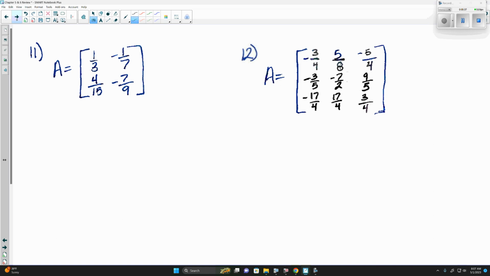And especially on the test, if you are finding inverses, please put them as fractions, not as decimals. Convert them to fractions. And I know number 12 had some very not pleasant fractions as an answer.